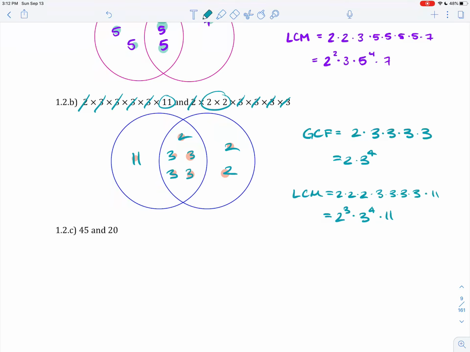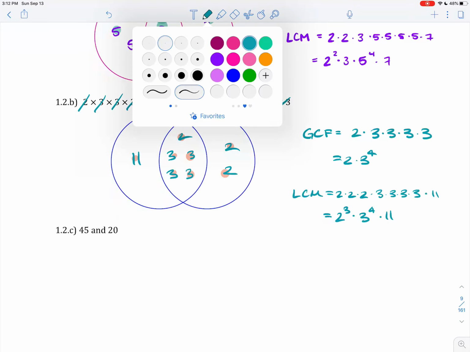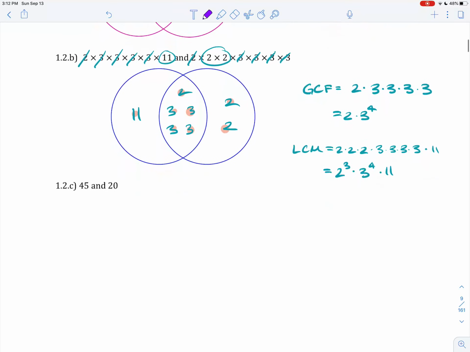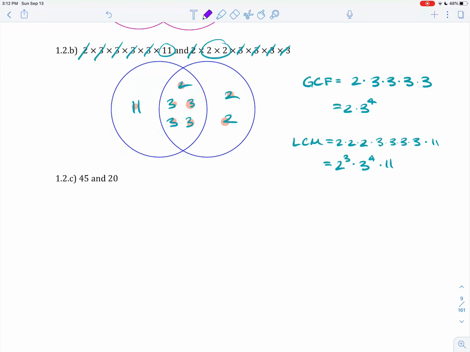Next question, we have 45 and 20. We can actually go ahead and do the same thing and still create the Venn diagram. We just have to get the prime factorization first. My personal favorite method for prime factorization is a factor tree. So we have 45 as 5 times 9, and 5 is prime, and 9 is 3 times 3. So we have 45 being 3 squared times 5.